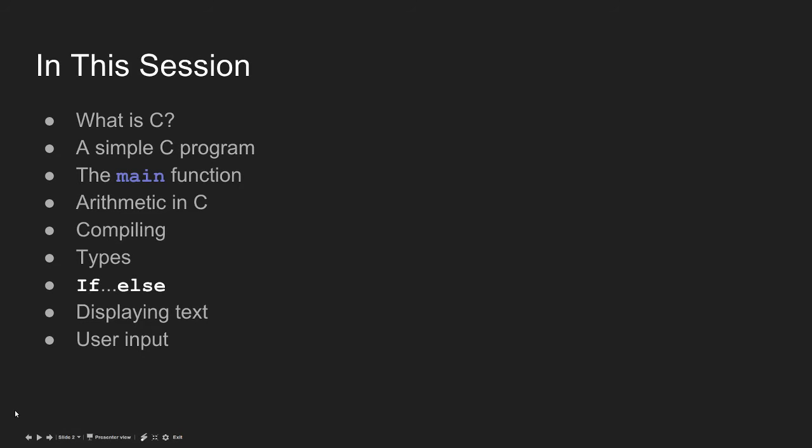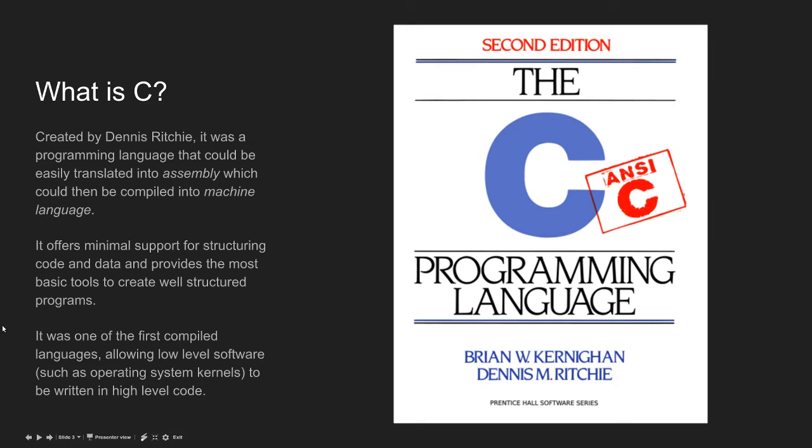But up first is, what is C? The C programming language is a programming language written by Dennis Ritchie several decades ago, which was eventually used to write the Unix operating system, and is now used to write the majority of the parts of Linux, Apple OS X, or Mac OS, as it is now called, and Windows.